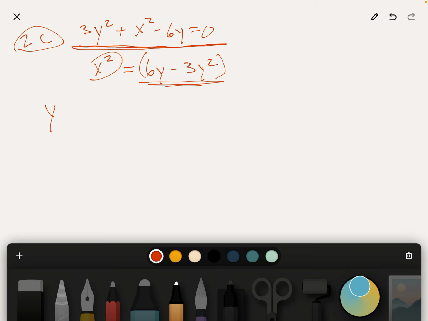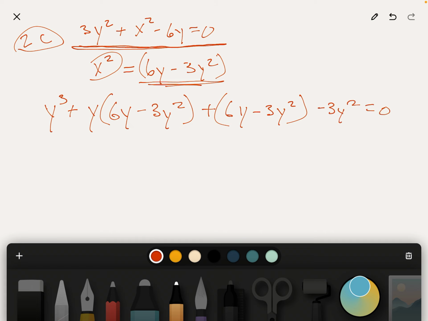And actually, they made it somewhat simple for us. It's just y cubed plus y times x squared. So here's our first substitution for x squared, plus x squared. So again, substitute for x squared. And then we have minus 3y squared equals 0. Okay, so we just have to expand the second term here.